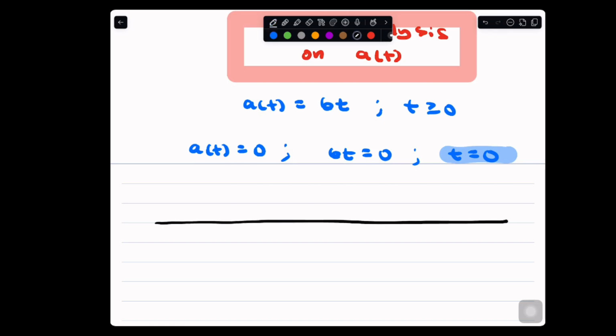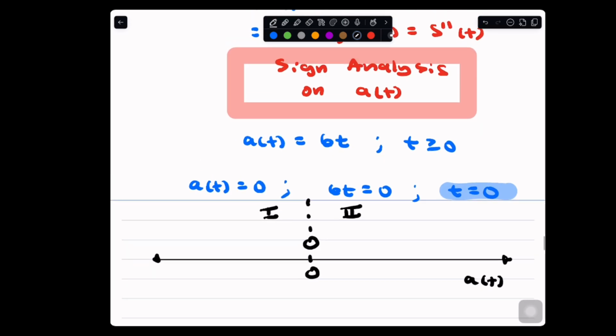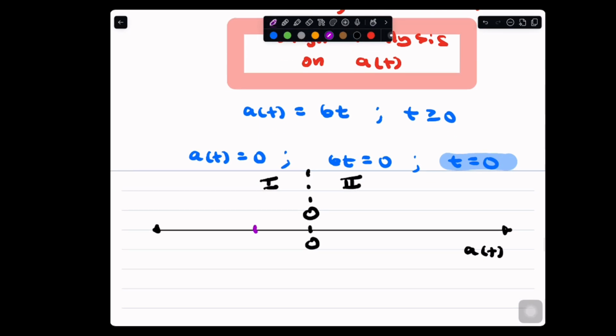So when we do sign analysis on the acceleration function, first of all, the acceleration function, which is 6t, is 0 when t is 0. So that separates the real number line into two regions. If we did sign analysis the way you would do it in either a pre-calculus course or intermediate algebra, I sent you guys the intermediate algebra ones, right? Then what you would theoretically do is find test points in each region. You guys remember what I'm saying? You need a test point in each region.